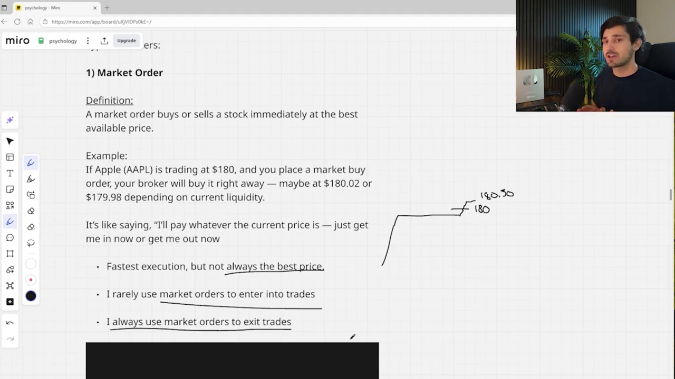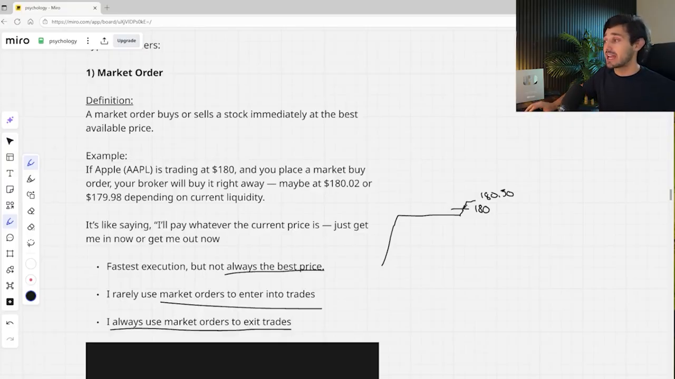Even if it's a stop loss, right? A stop loss order actually triggers and executes like a market order, and I'm going to explain that in a second. But whenever I'm exiting, I'm always using a market order to exit. I rarely use market orders to get in because whenever I'm entering into a trade, I want to make sure I get my desired price. I don't want to get in late, okay?